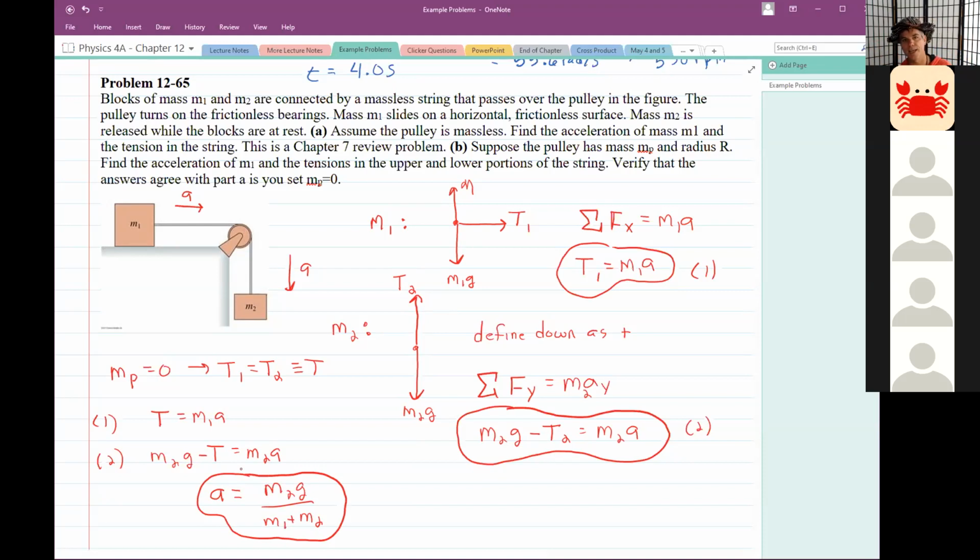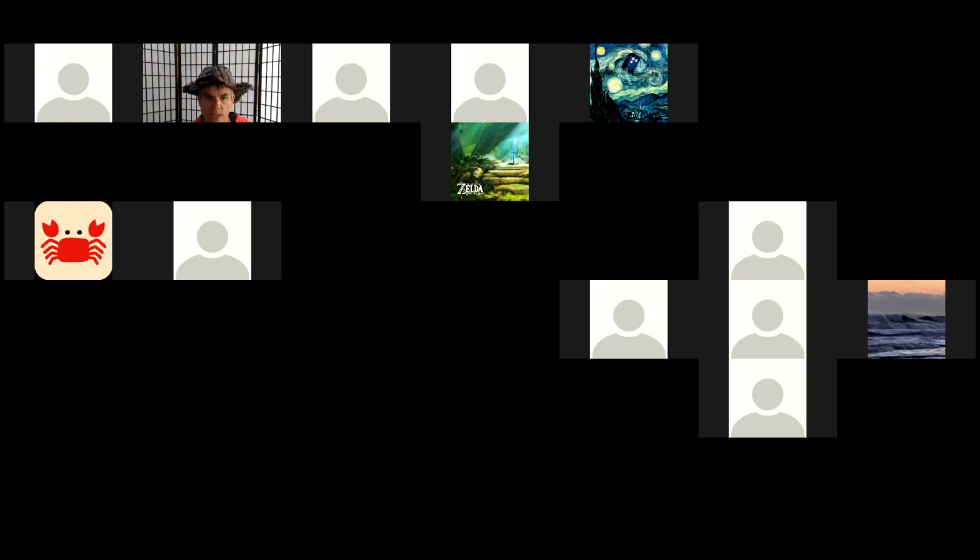So before I take into account the mass of the pulley, let me just pause and see if there are any questions on just this particular setup of the problem. Now we're going to assume the pulley's not massless, in which case the tensions are not the same. So any questions I can answer on that first part? Okay, so let us continue.